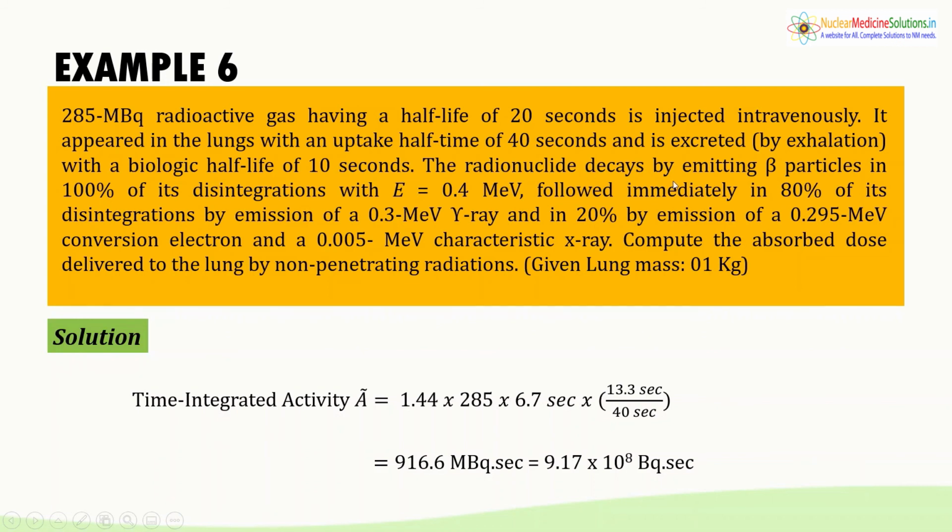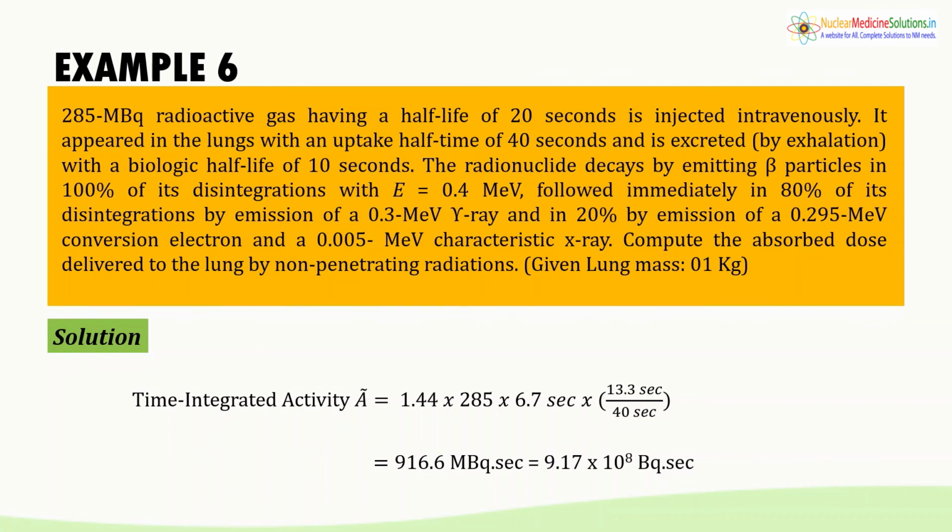The radionuclide decays by emitting beta particles 100% with energy 0.4 MeV, followed by 80% with 0.3 MeV gamma rays and 20% by 0.95 MeV conversion electrons and 0.005 MeV characteristic X-rays. Compute the absorbed dose delivered to the lung by non-penetrating radiation. Here we have taken non-penetrating radiation just for simplicity, and the given lung mass is 1 kg.